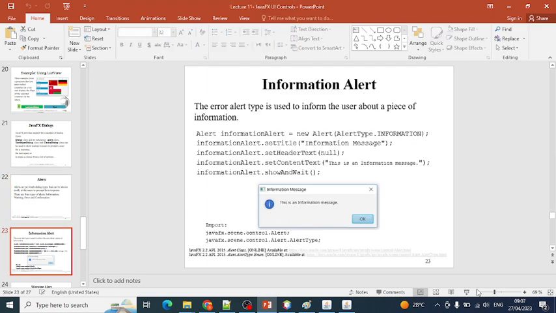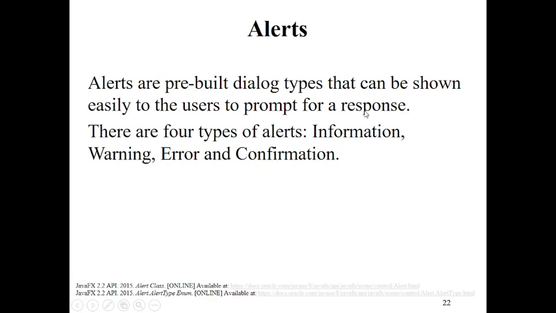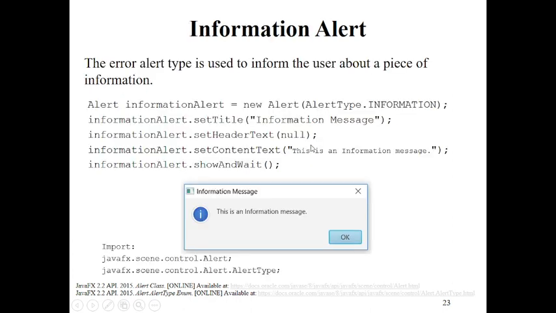Information means, see, this blue color will be there, meaning nothing harmful. See, this is the class Alert, object equals new Alert. What is the type of alert? Is it information, error, warning, or confirmation? There are four types here: warning, error, confirmation, information. So you can display like this when you use the graphical user interface.